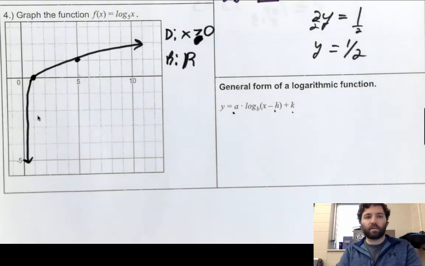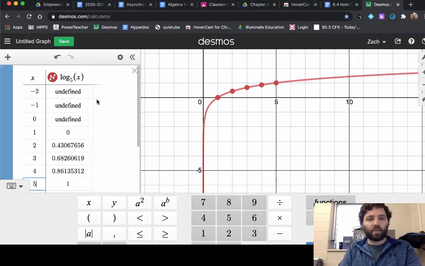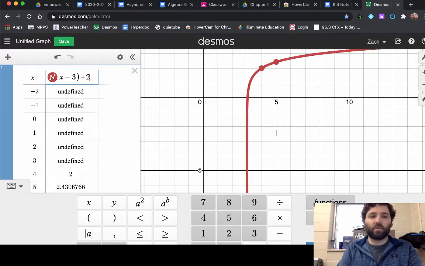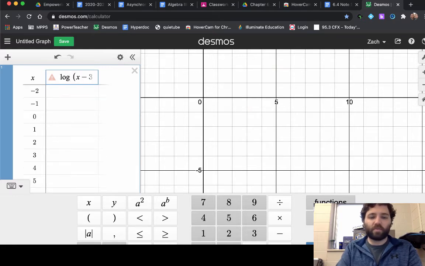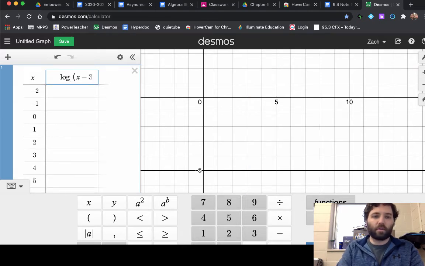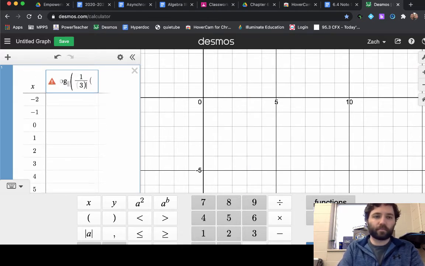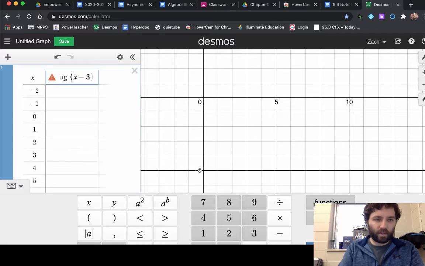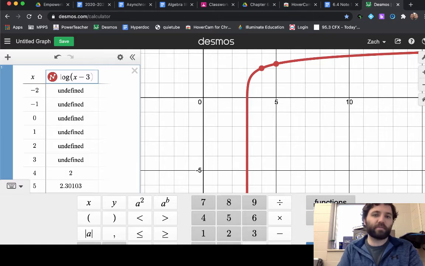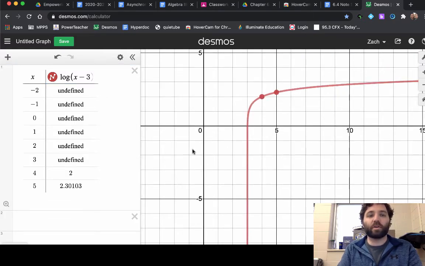So the functions will get more complicated than just log base 5. Maybe you've got x minus 3 in there and plus 2. And maybe your base is something like, instead of 5, maybe it's 1/3 or something like that. Well, I guess I can't put in a fractional base. But anyway, you get the idea. So you can go in and adjust those functions as needed, right?